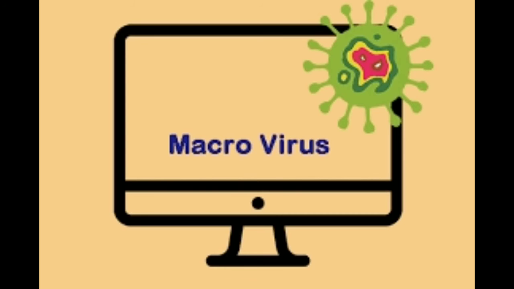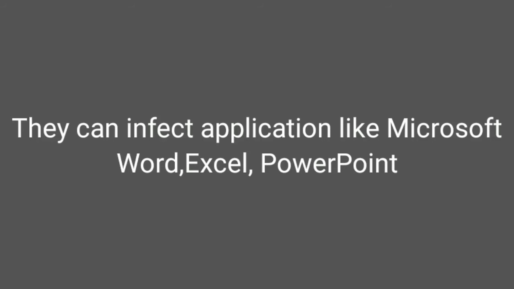The third type of virus is macro virus. Macro viruses can infect applications like Microsoft Word, Excel, PowerPoint, etc. When a macro virus infected document is opened, the application will get infected. This is how a macro virus will attack the computer.